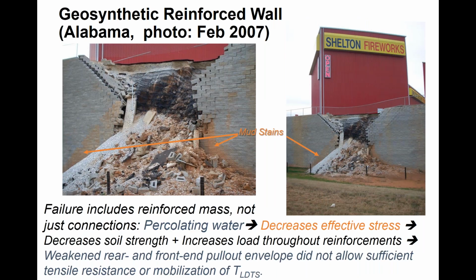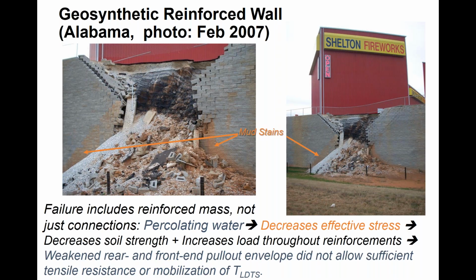Let's go back to our beautiful fireworks stand in Alabama. Here, we had failure, and it included the reinforced mass, not just the connections, often a sign of percolating water. You can tell by the mud stains on the wall as well. If we know that water is seeping into a system, that decreases the effective stress. Our effective stresses are basically what gives us resistance. If we have friction and the effective stress decreases, our frictional resistance decreases. So that decrease in effective stress from the ponding of water, pore pressure, decreases soil strength, and it basically increases the load throughout the reinforcements.